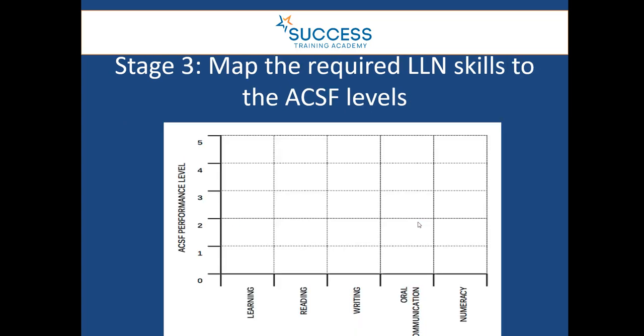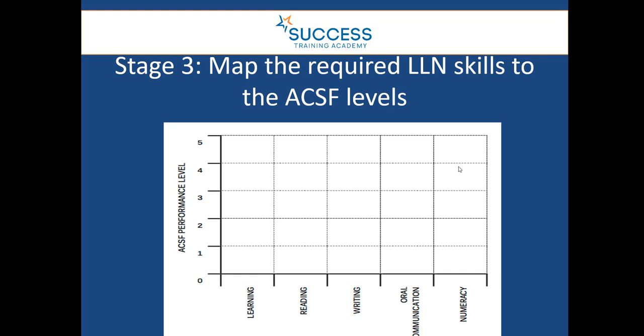Okay, so the next thing we can do is map the requirements. So what we can do is we can have a graph like this, and we can actually shade it in. So for example, for learning, if we said that the unit required a level 3 for learning, we could shade these boxes in. Reading, if we said it required a level 4, we could shade those boxes in. Writing, maybe we said it was a level 2, so we'd shade those boxes in. Oral communication, maybe we said it was a 4, so you would shade those boxes in. Numeracy, maybe we said it was a 5, so you would shade all those boxes in.